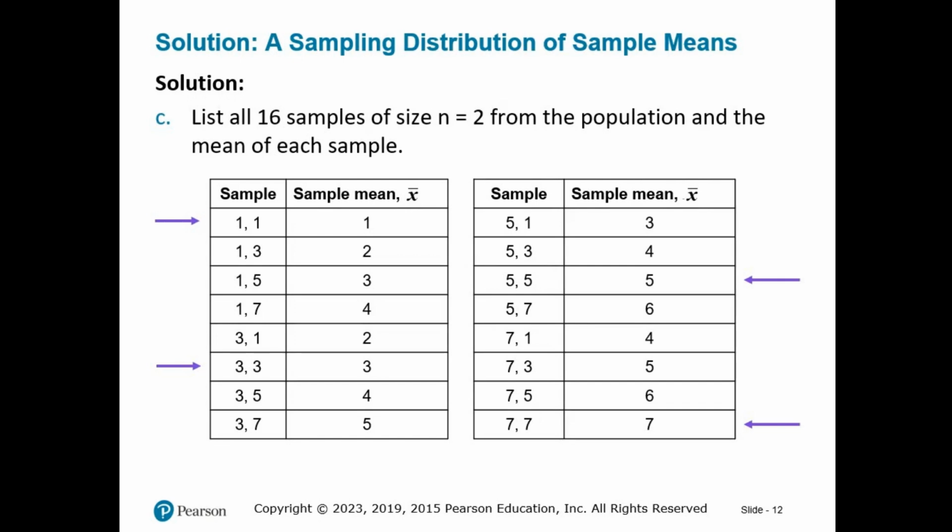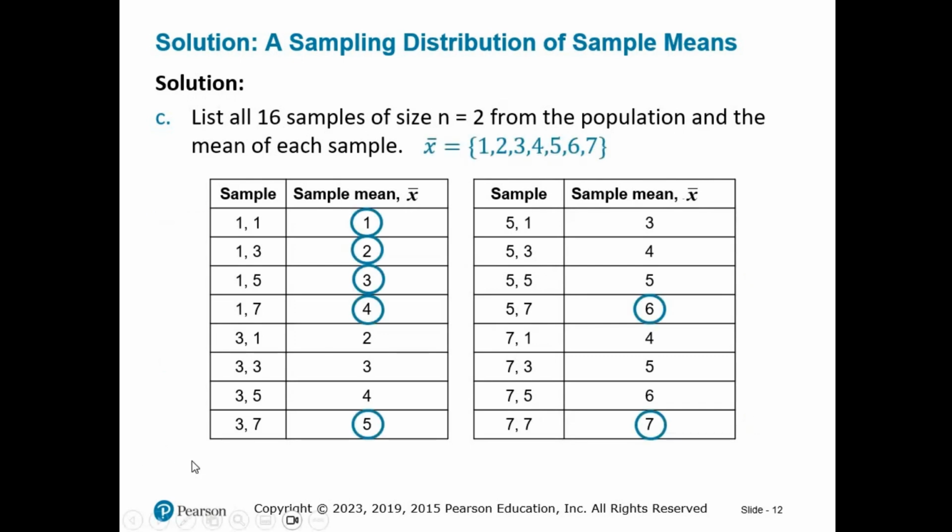Remember, this is saying that we drew the first number first, replaced it, then happened to draw it again when we drew the second time. The second column is the mean of each of these tiny samples of size 2. So the average of 1 and 1 is 1. The average of 1 and 3 is 2, and so on. And when we figure all of these out, we find that the means form the sampling distribution of sample means.